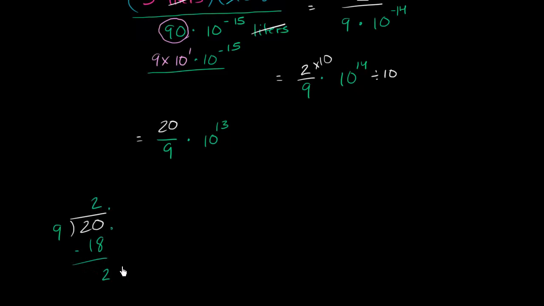Get a remainder of 2. 9 goes into 20 2 times. 2 times 9 is 18. We're just going to keep getting 2's. So we get another 2, bring down the 0. 9 goes into 20 2 times. So this thing right over here is really 2.2 repeating. But they said round to 2 decimal places. So this is going to be equal to 2.22 times 10 to the 13th power.